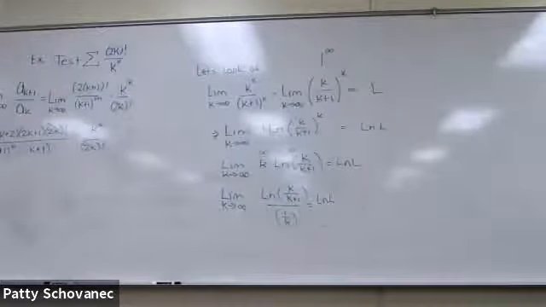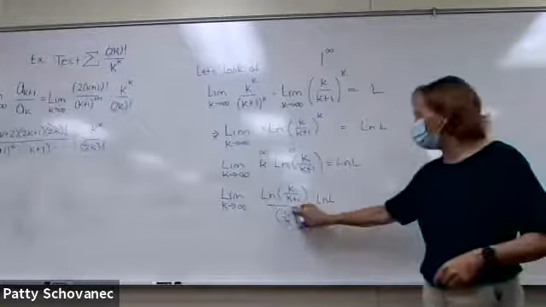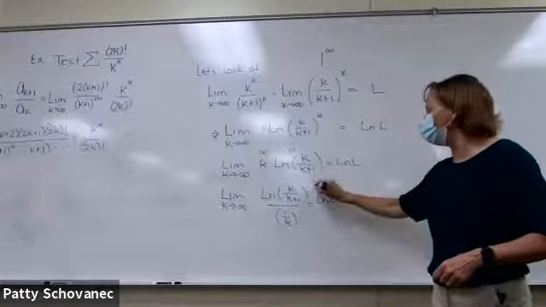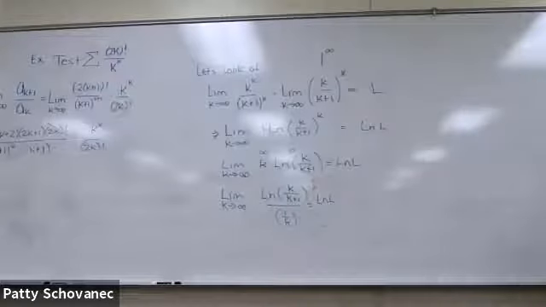So now I've got the natural log of 1, which is 0, and 1 over infinity, which is 0. I've got 0 over 0, so we can do L'Hopital's rule right there.